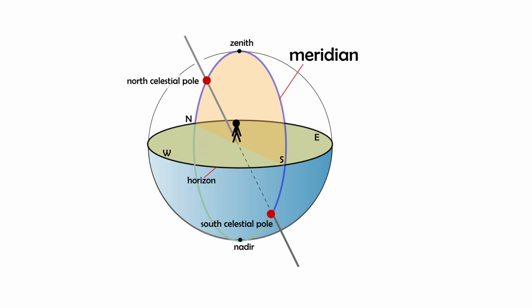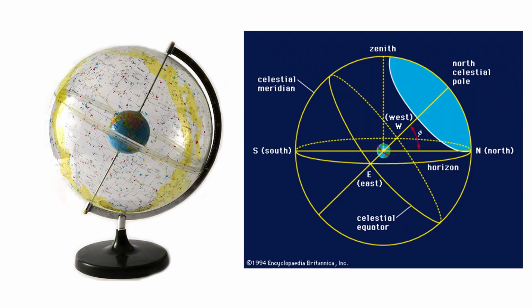There are a few terms related to the celestial sphere. Zenith, the point directly above your head. Nadir, the point directly below your feet. Celestial poles, the extension of Earth's north and south poles onto the celestial plane. This is called the north celestial pole and this one is called the south celestial pole.